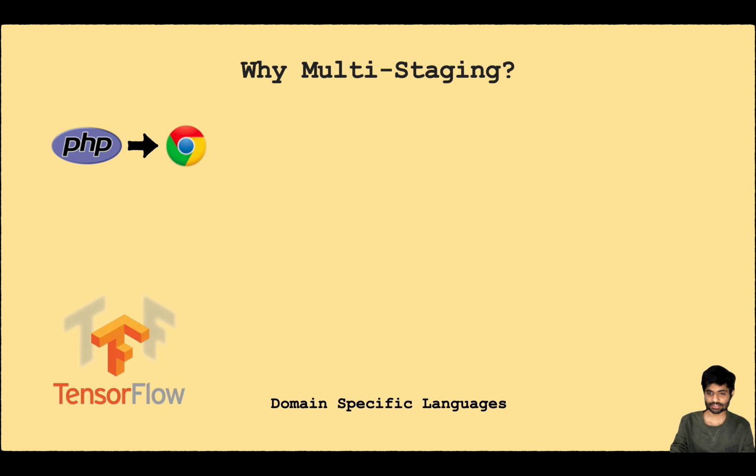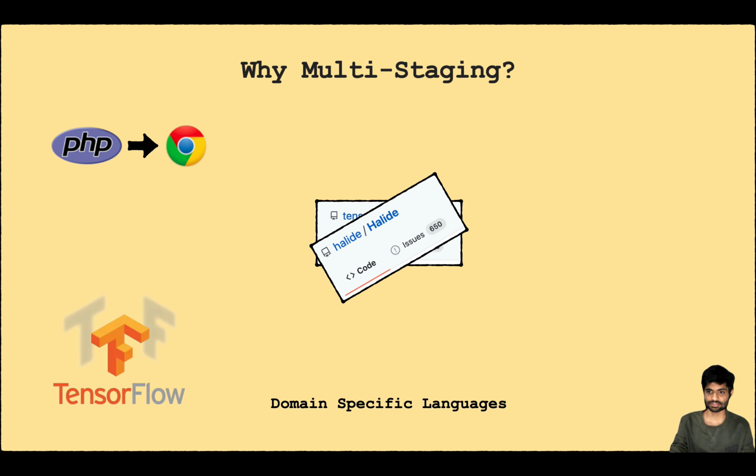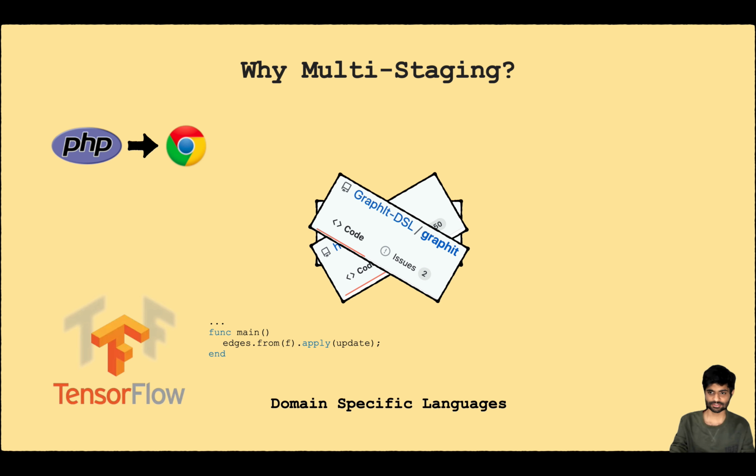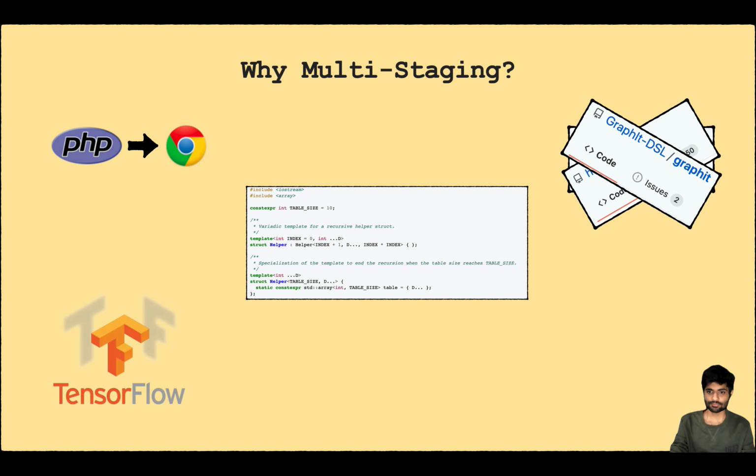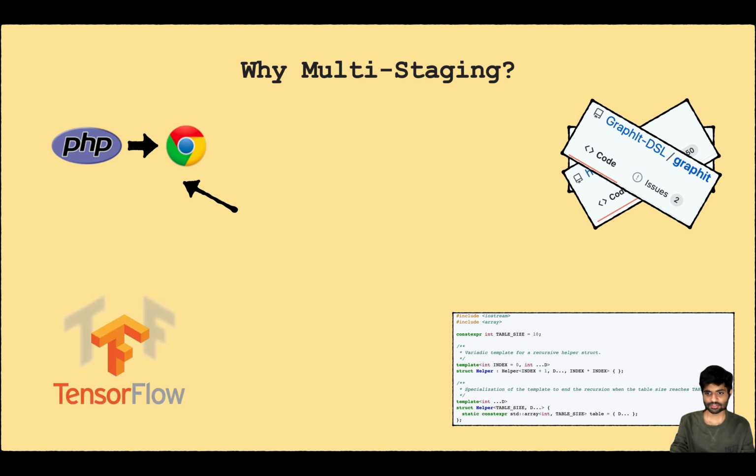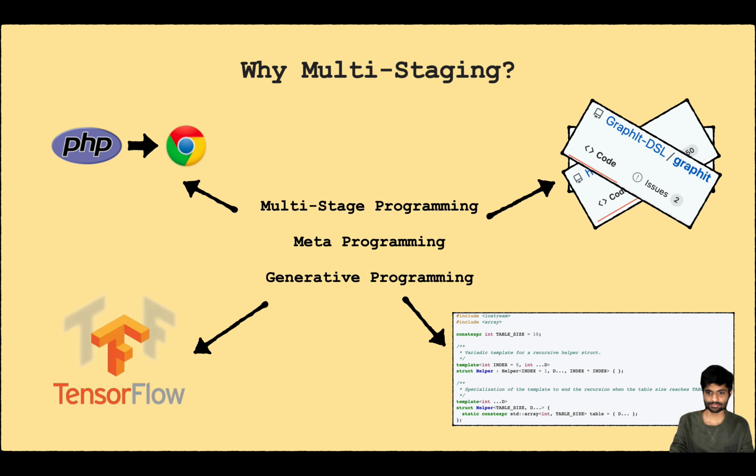You might have also seen or used domain-specific languages like Taco, Halide, or Graphite. The developer writes the source code in these languages, which is then converted by a special compiler into low-level C++ and CUDA to be executed on CPUs and GPUs. Finally, many of us have used metaprogramming through C++ templates or in our favorite languages like Haskell, OCaml, or Scala. These are all examples of multi-stage programming or metaprogramming or generative programming. I will be using these terms interchangeably in this presentation.